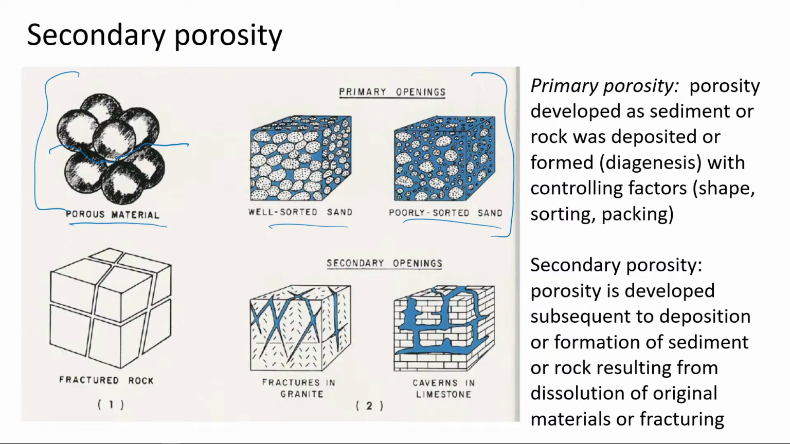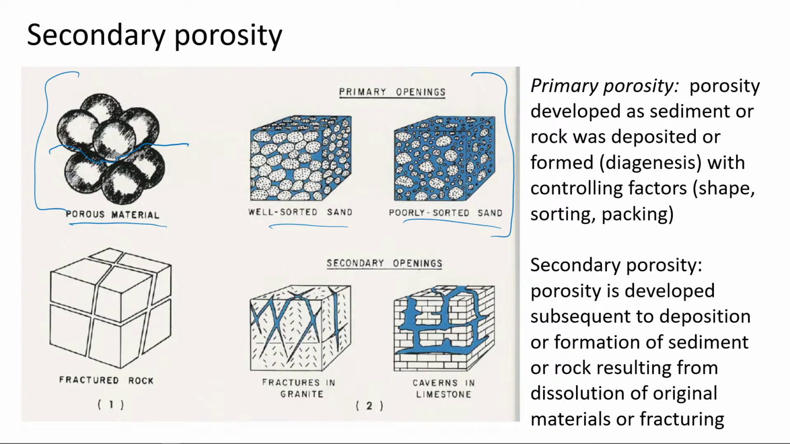There is something called secondary porosity. What is secondary porosity? Let's first read what primary porosity is. I will read what is on the screen. Primary porosity developed as sediments or rocks were deposited or formed, diagenesis. So you have these sediments, how they were formed, and that forms this primary porosity. Secondary porosity is not due to the sedimentation process, because sediments could be deposited by water, by air or whatever, and this is what forms the primary porosity.